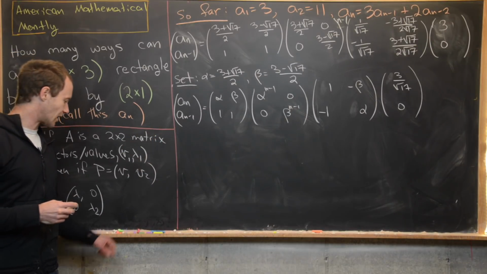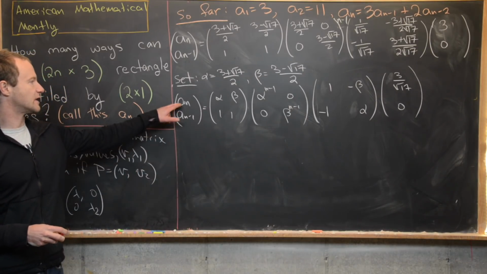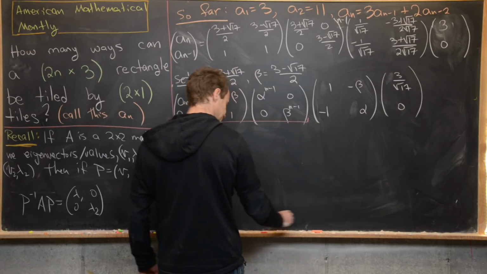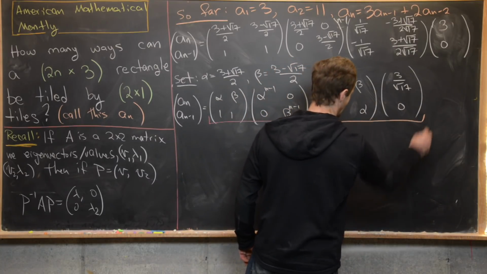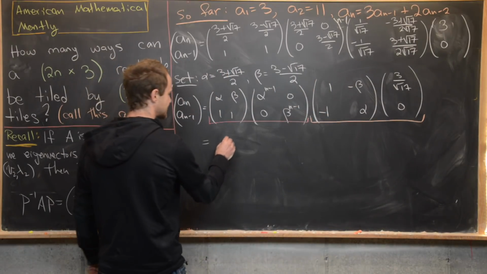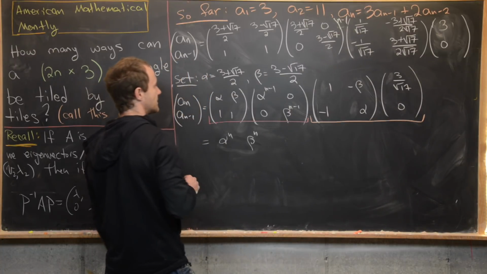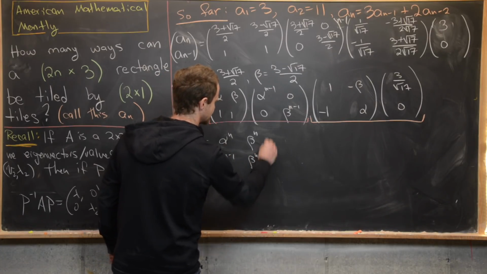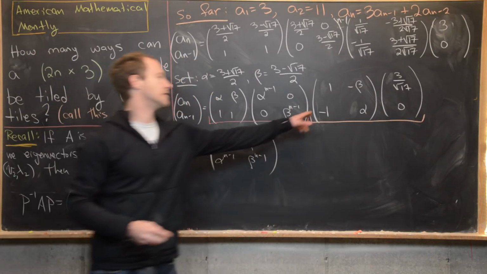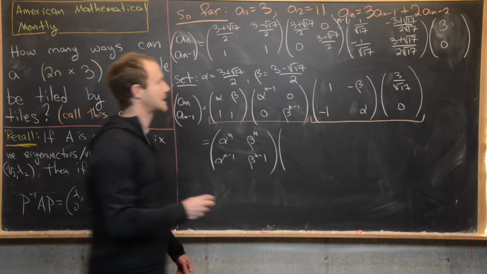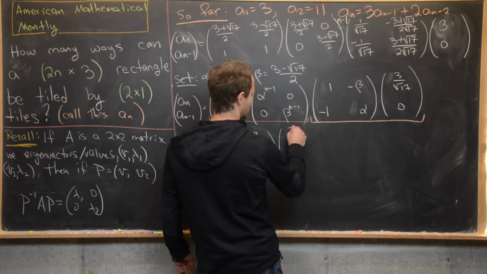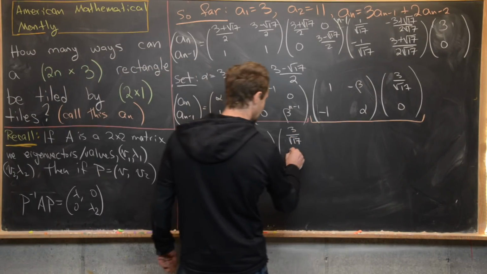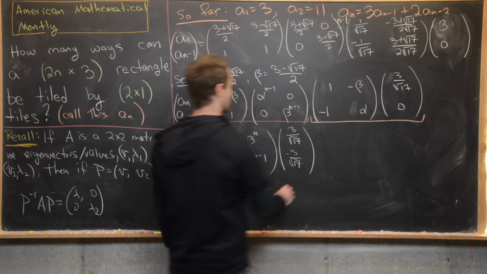Now we're ready to do our matrix vector arithmetic, and we'll end up with our closed form for a sub n. So let's multiply these two matrices, and then we'll multiply the last matrix with the vector. That'll give us alpha^n, beta^n here, and then down in the bottom entry, we'll have alpha^(n minus 1), beta^(n minus 1). Good. Then via matrix vector arithmetic, we will have 3 over root 17 in that entry, and minus 3 over root 17 in the bottom entry.